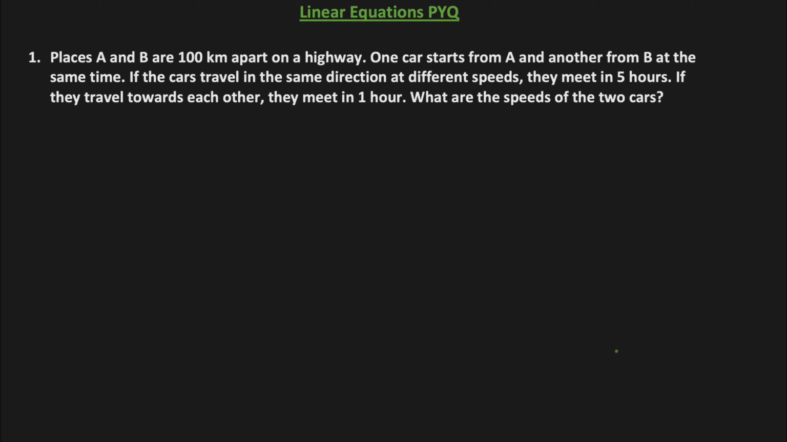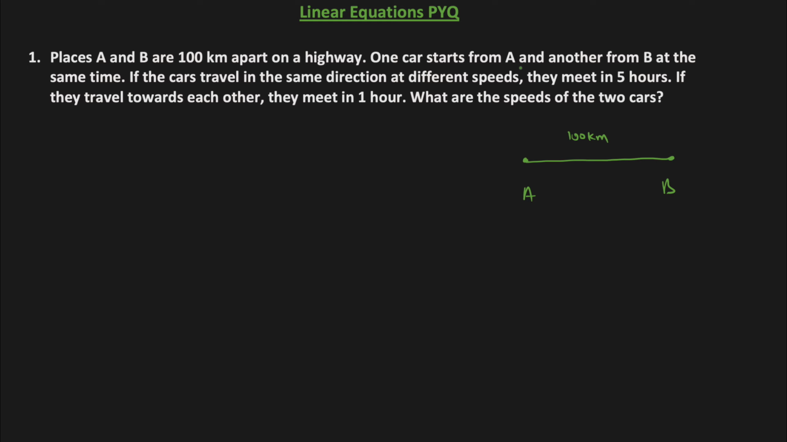Hello students, in this video we are solving some of the previous year questions from the topic linear equations. Let's begin with our first question. Places A and B are 100 km apart on a highway. So there are two places A and B, and they are 100 km away from each other on a highway.